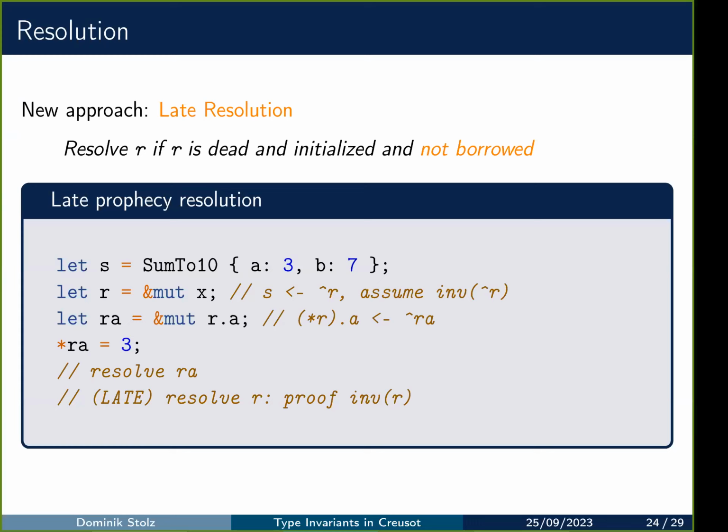And now we can prove the invariant of R, since we resolved RA before, which meant that we learned the final value of RA, which is the same as the current value of the A field of R. And so we can prove that the invariant of R holds.